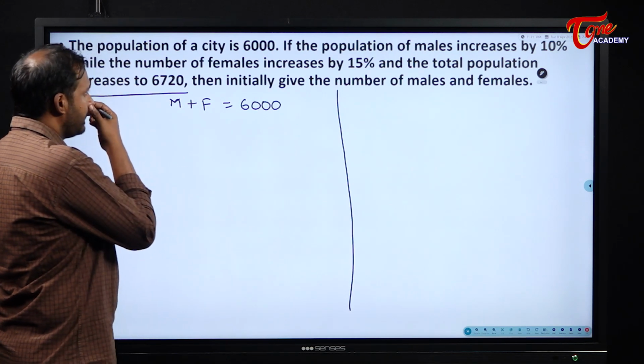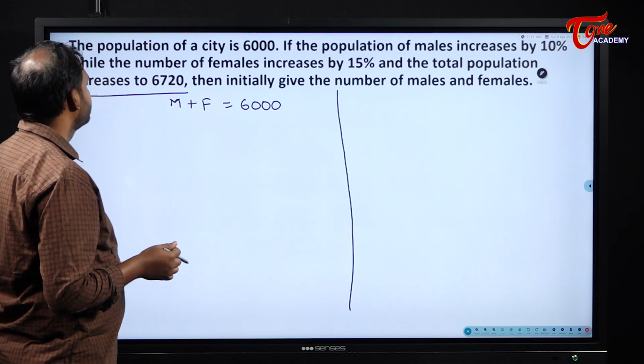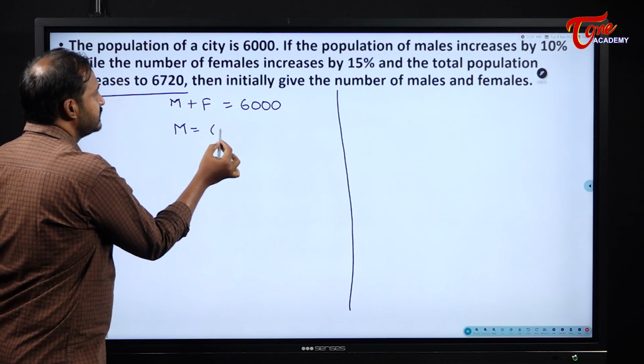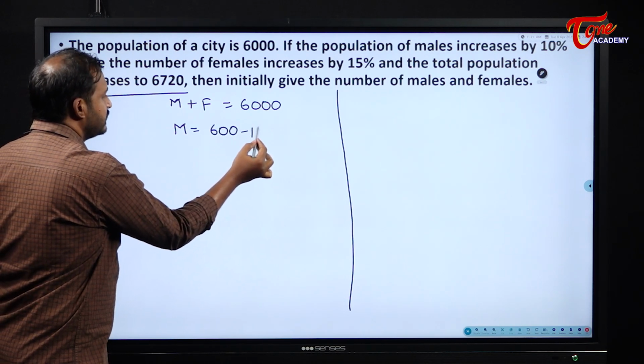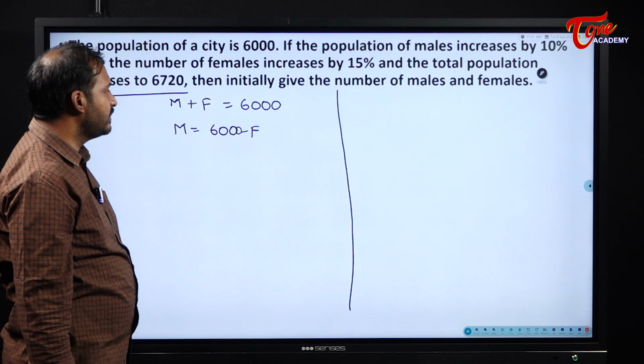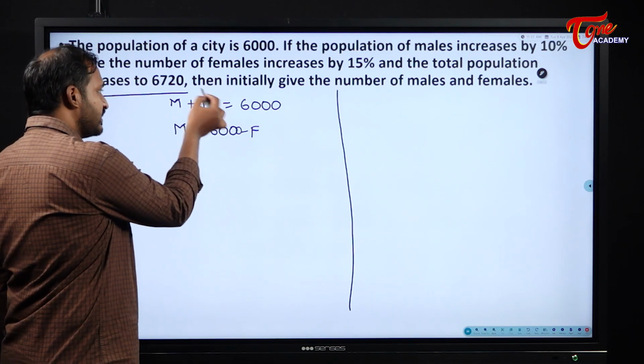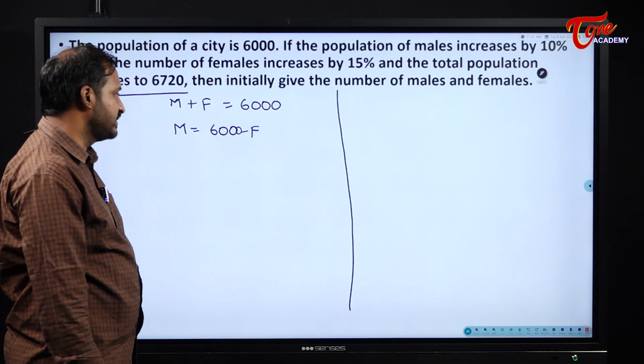Now see here, let us assume, then what happens to male population from this? 6,000 minus F. Male population will become 6,000 minus F. If I assume male population as M and female population as F, male plus female is equal to 6,000.